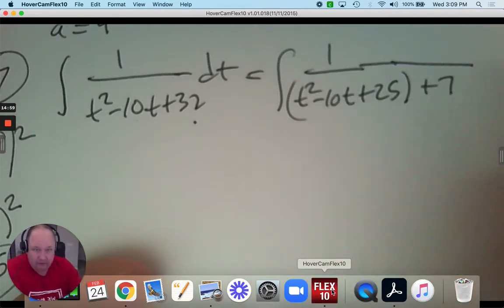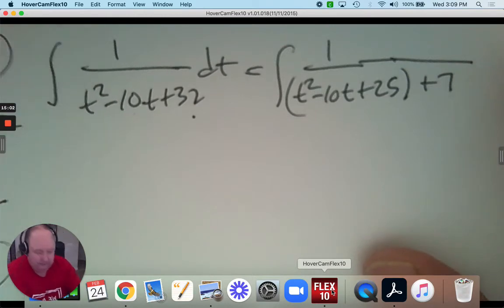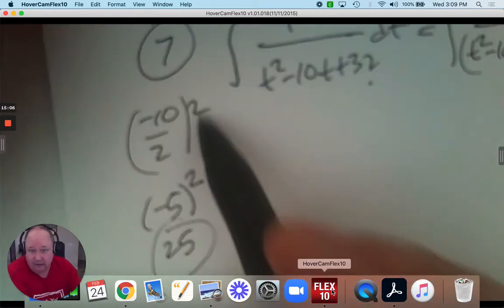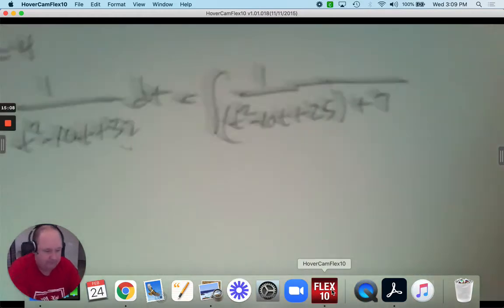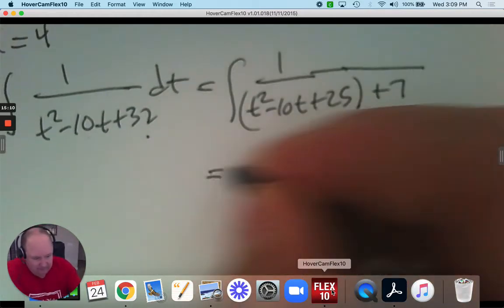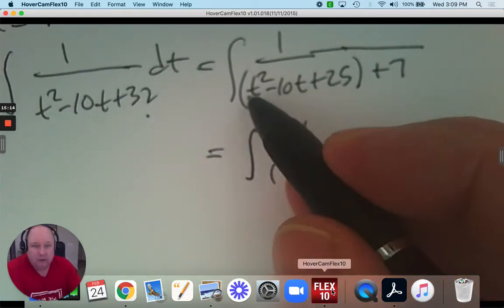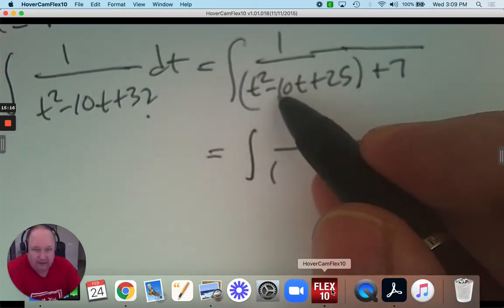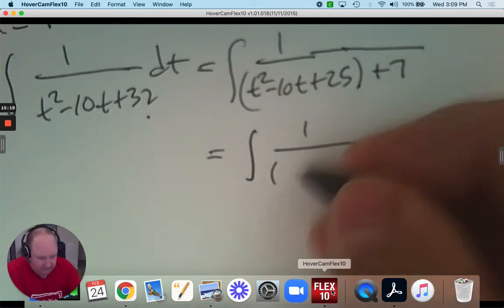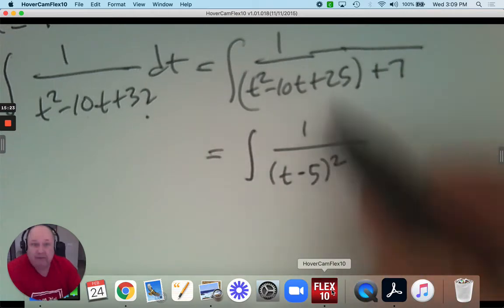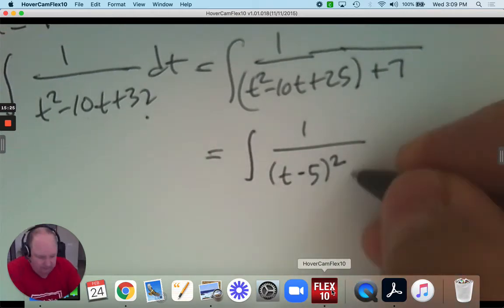But this in front is going to factor into a perfect square. And again, how did I get 25? I divide by 2 and square it to get that number. This now is going to be arctangent. So what two numbers multiply to 25 and add to negative 10 is negative 5 and negative 5. So that factors to t minus 5 squared plus 7.